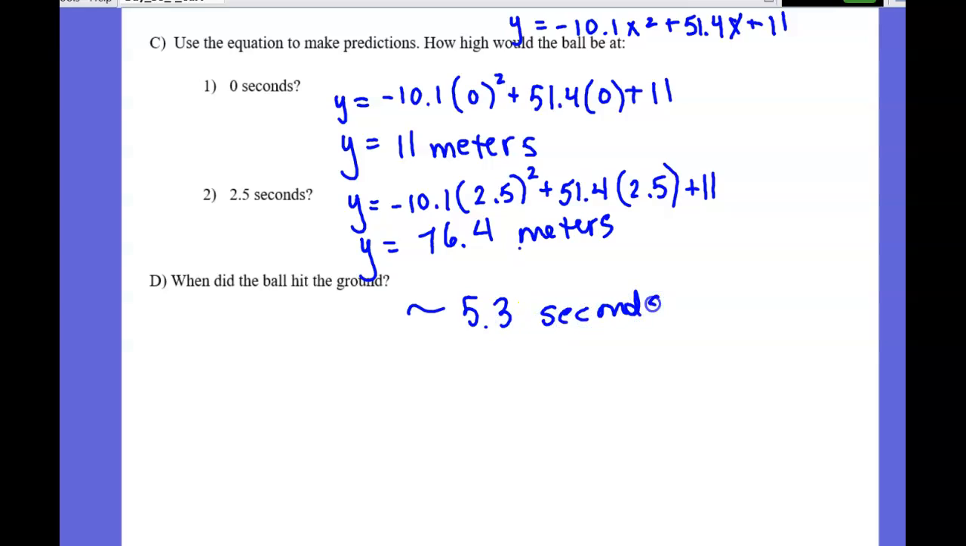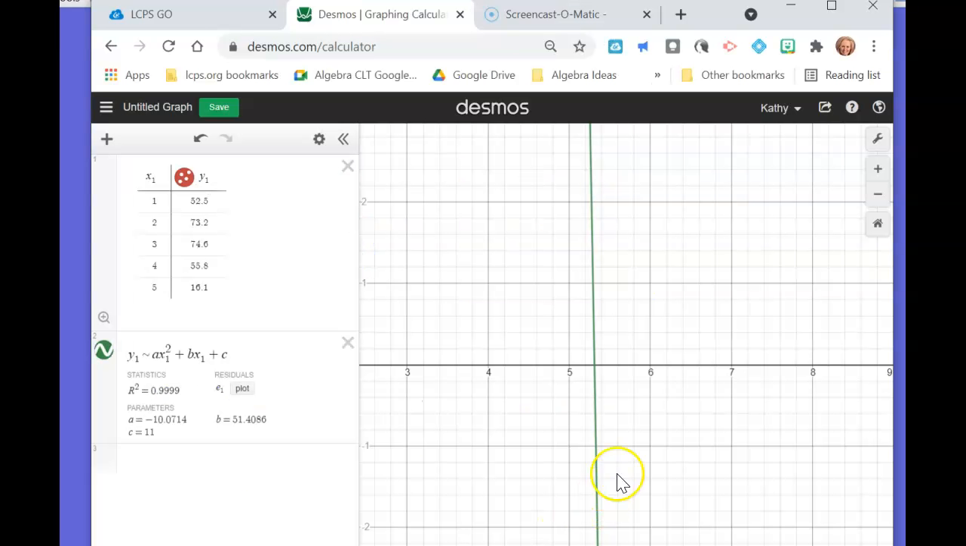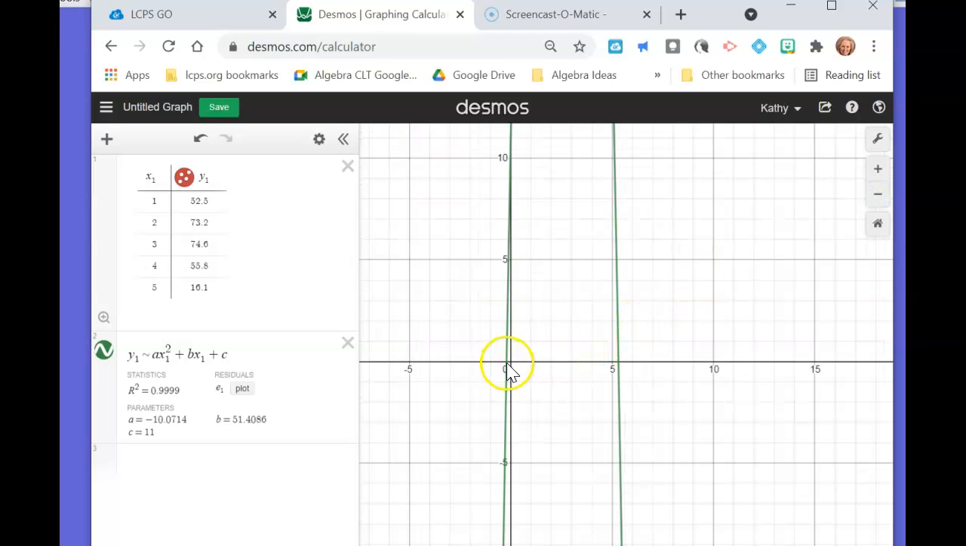The other way to do it would be to identify your A, which is negative 10.1, your B is 51.4, and your C is 11. You could take those values and plug them into the quadratic formula: negative B plus or minus the square root of B squared minus 4AC, all divided by 2A. If you did that, you would get two solutions. But looking at our graph, notice one of the solutions is negative, and negative time does not make any sense. So we're going to throw out that one answer. Sometimes that happens with word problems.